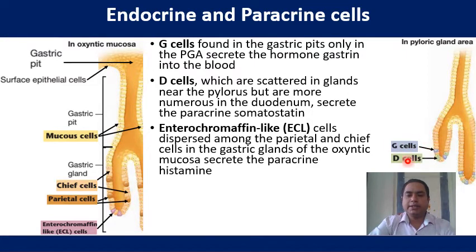The D cells are scattered in the glands near the pylorus but are more numerous in the duodenum also, and they secrete the paracrine somatostatin. The enterochromaffin-like cells are dispersed among the parietal and chief cells in the gastric glands of the oxyntic mucosa, and they secrete the paracrine histamine.